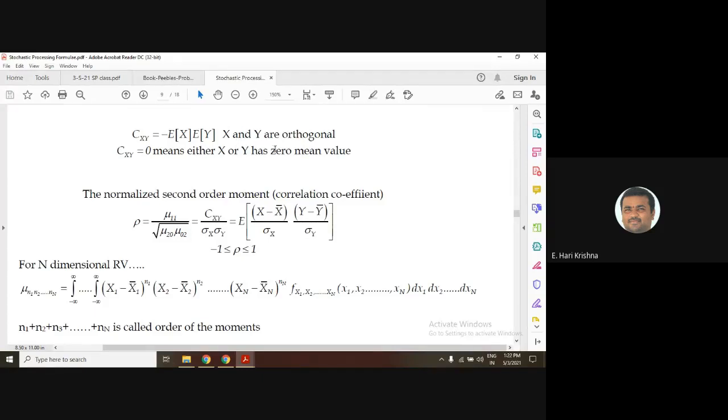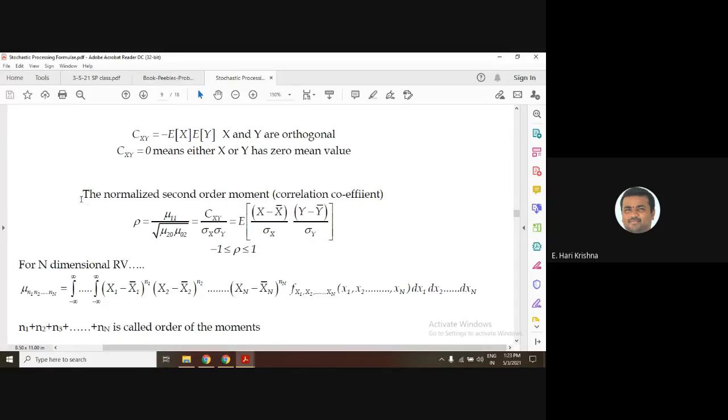Cxy is equal to 0 means either x or y has 0 mean value. An interesting conclusion, you can see it by considering typical examples. With typical examples, you can see when you will get Cxy equal to 0: either E of x or E of y is 0, a 0 mean value. Right.